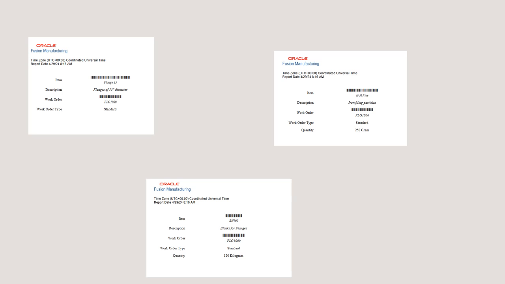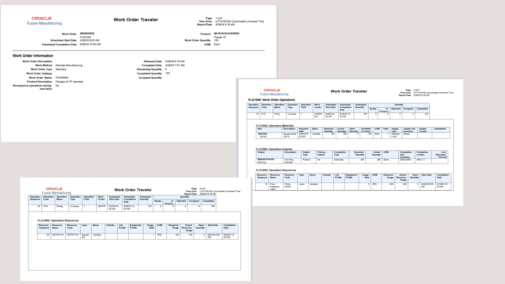Labels for all the outputs are displayed. Work Order Traveler displays the outputs. This completes the demo on how to create a work order from a work definition with multiple outputs.